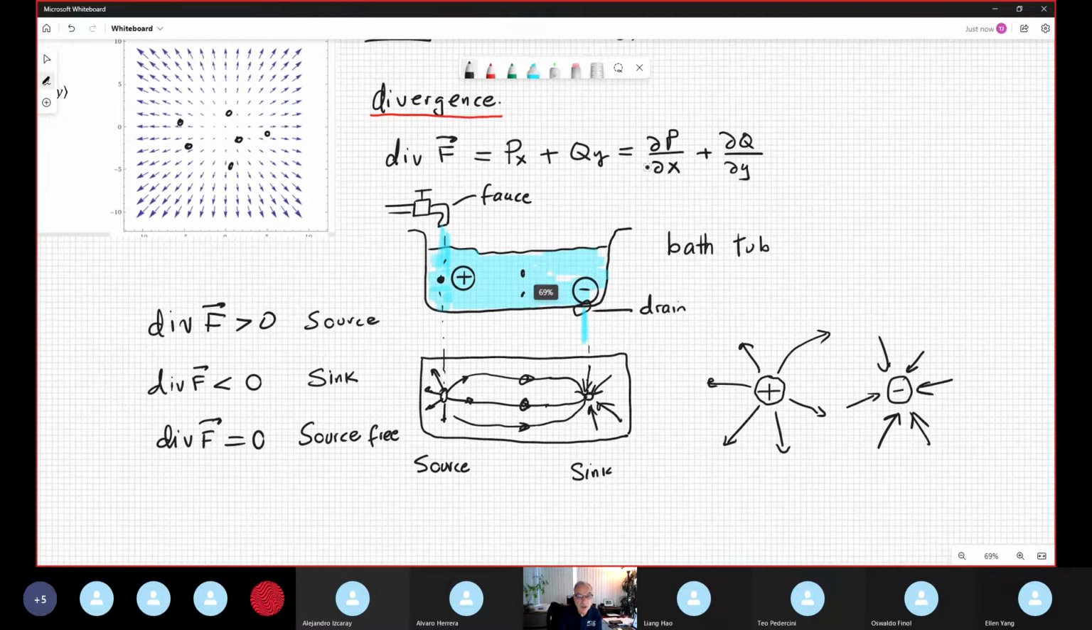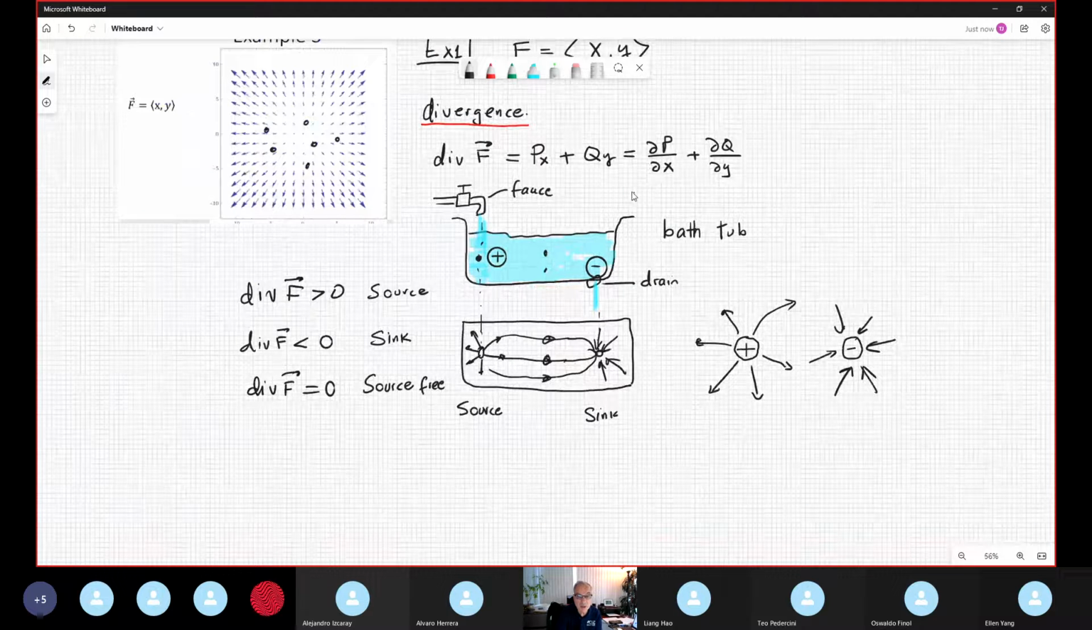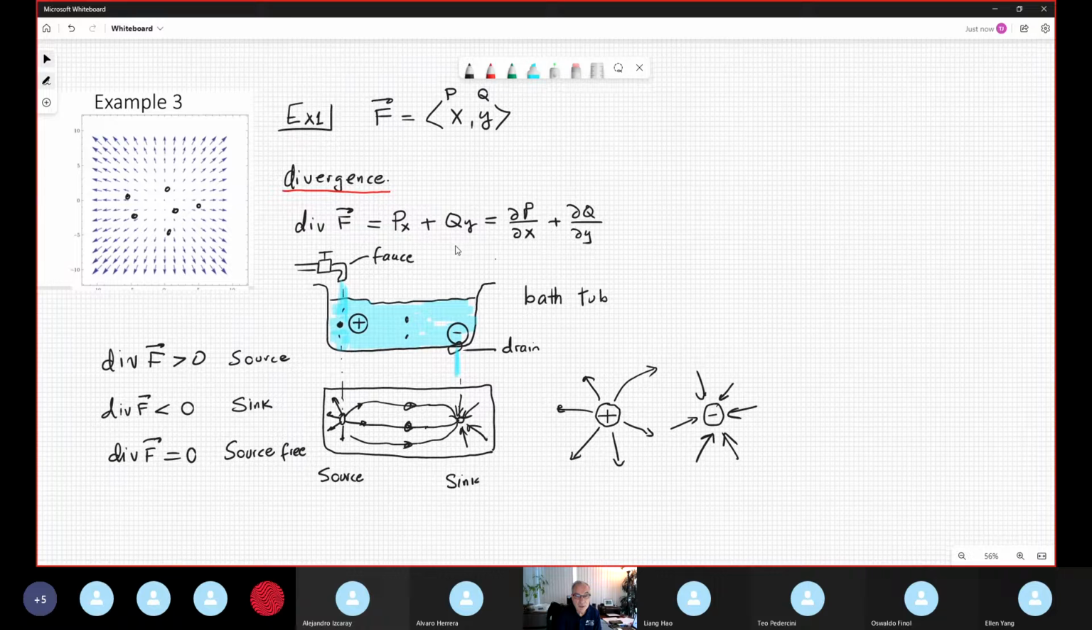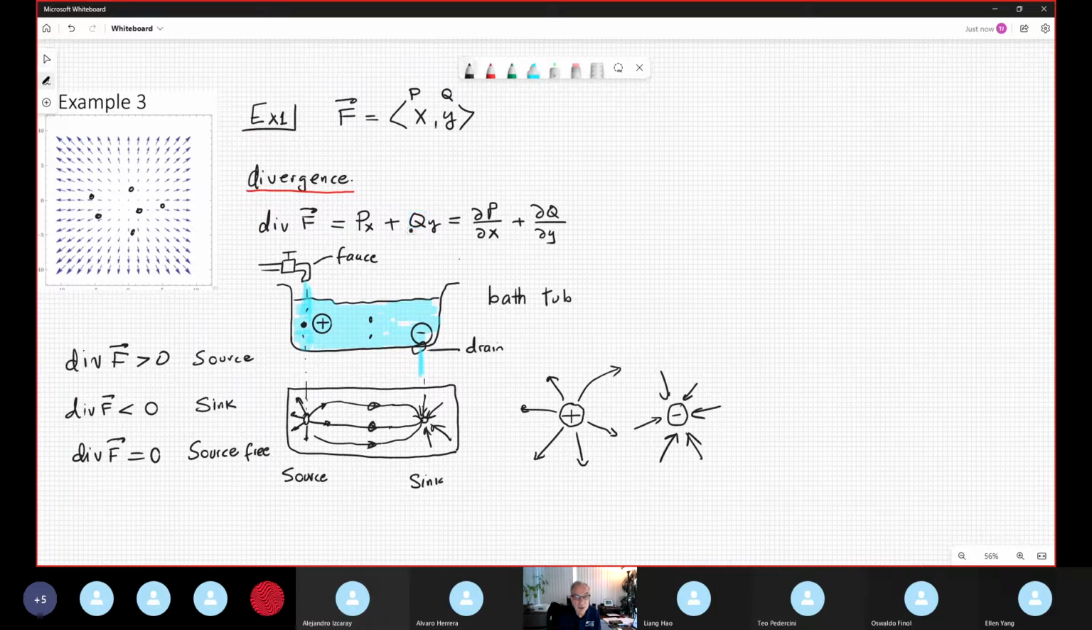By curiosity, we take advantage of this example. Let's see what the divergence of this vector field is, which at the beginning was (x, y). Well, the divergence of this vector field is the partial derivative of P with respect to x plus the partial derivative of Q with respect to y.